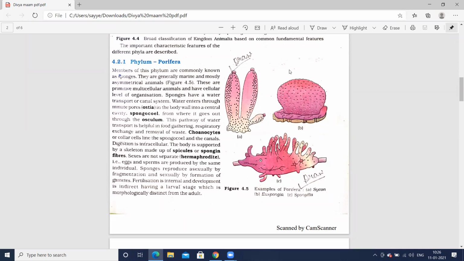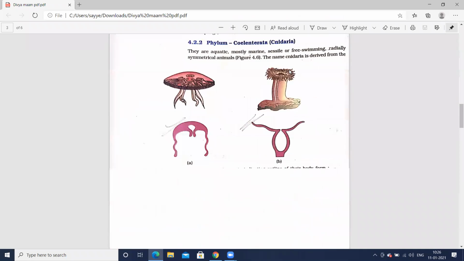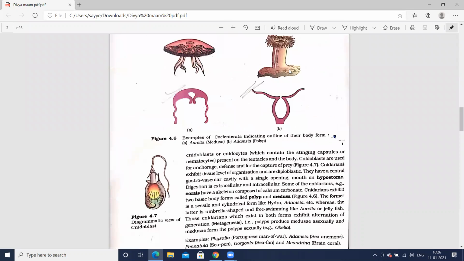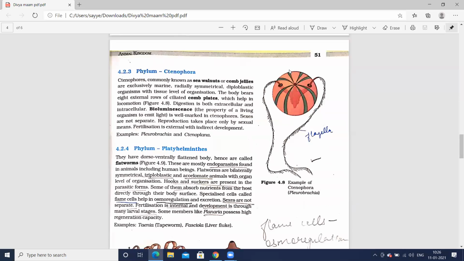Larval stages. The water enters through ostia and it leaves through another pore. What was that pore known as? Osculum. So it enters through ostia and it leaves through osculum. This is the main thing we did about porifera. Coelenterata we've already revised. The main difference was what? We had two varieties, polyps and medusas.